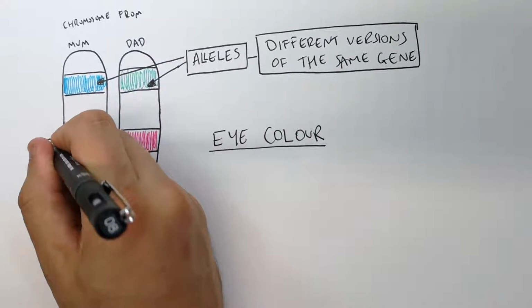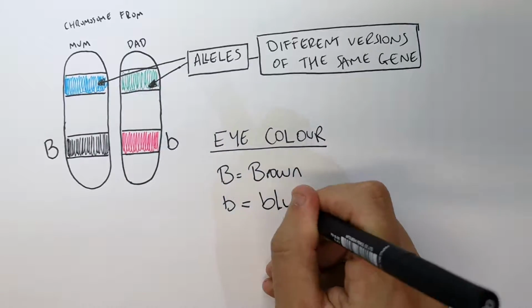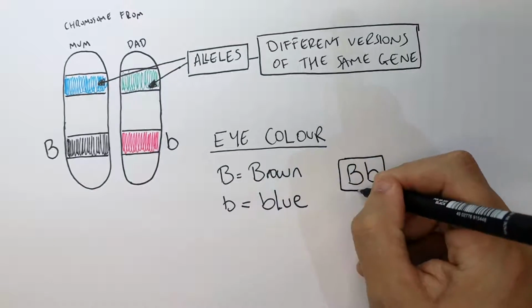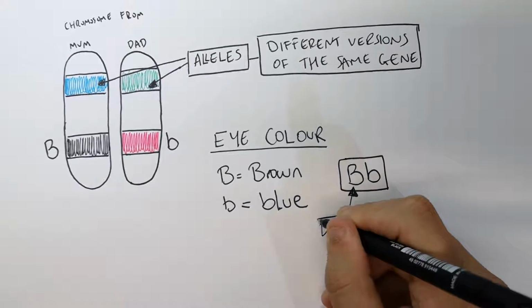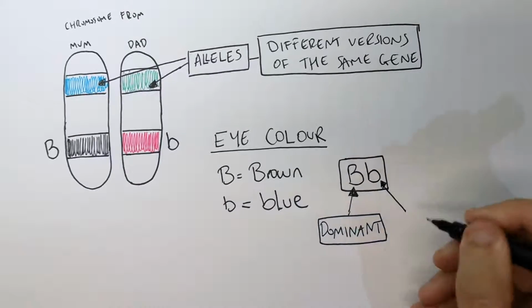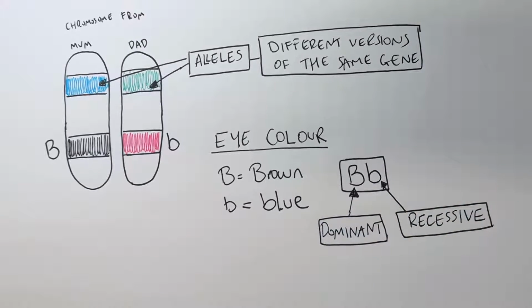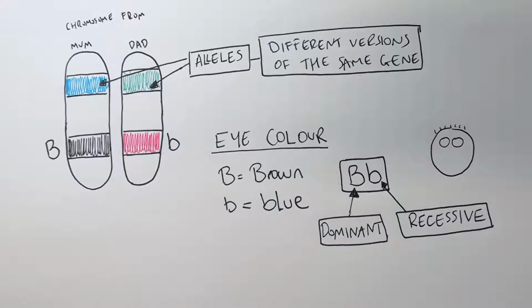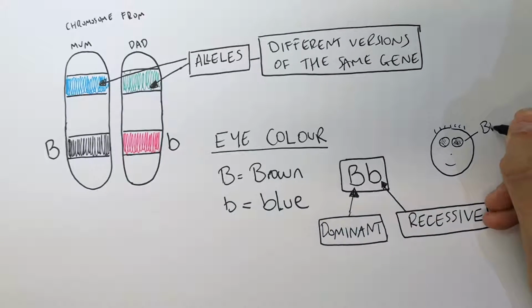So mum has the gene for brown eyes and dad has the gene for blue eyes. Big B is brown, little b is blue. So what does this mean? The child is going to have big B, little b alleles, whereby the big B is dominant and the little b is what we call recessive. That means that this person has got the big B gene, which will give her or him brown eyes, because the dominant gene is stronger, shall we say, than the recessive gene. So the dominant gene will always be expressed over the recessive.